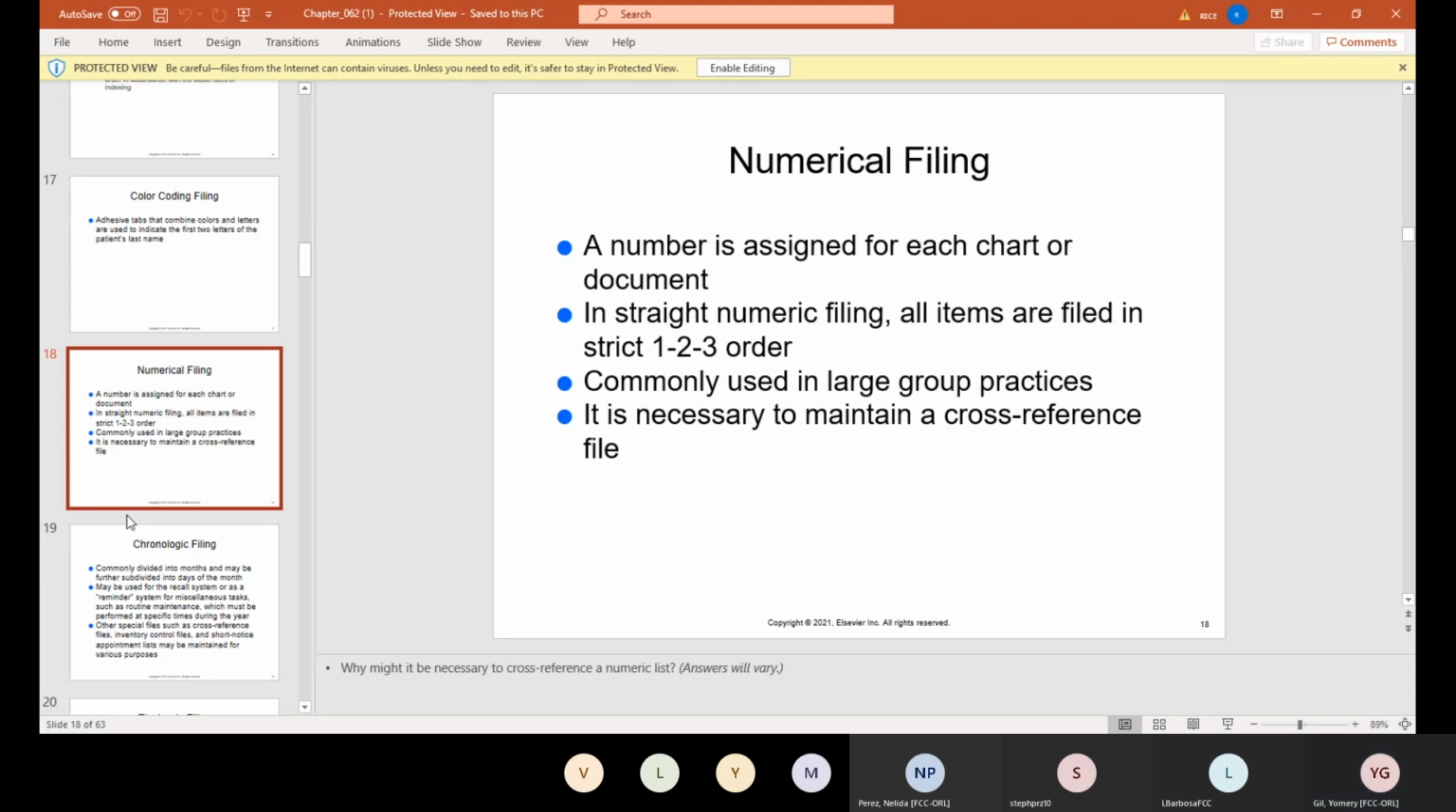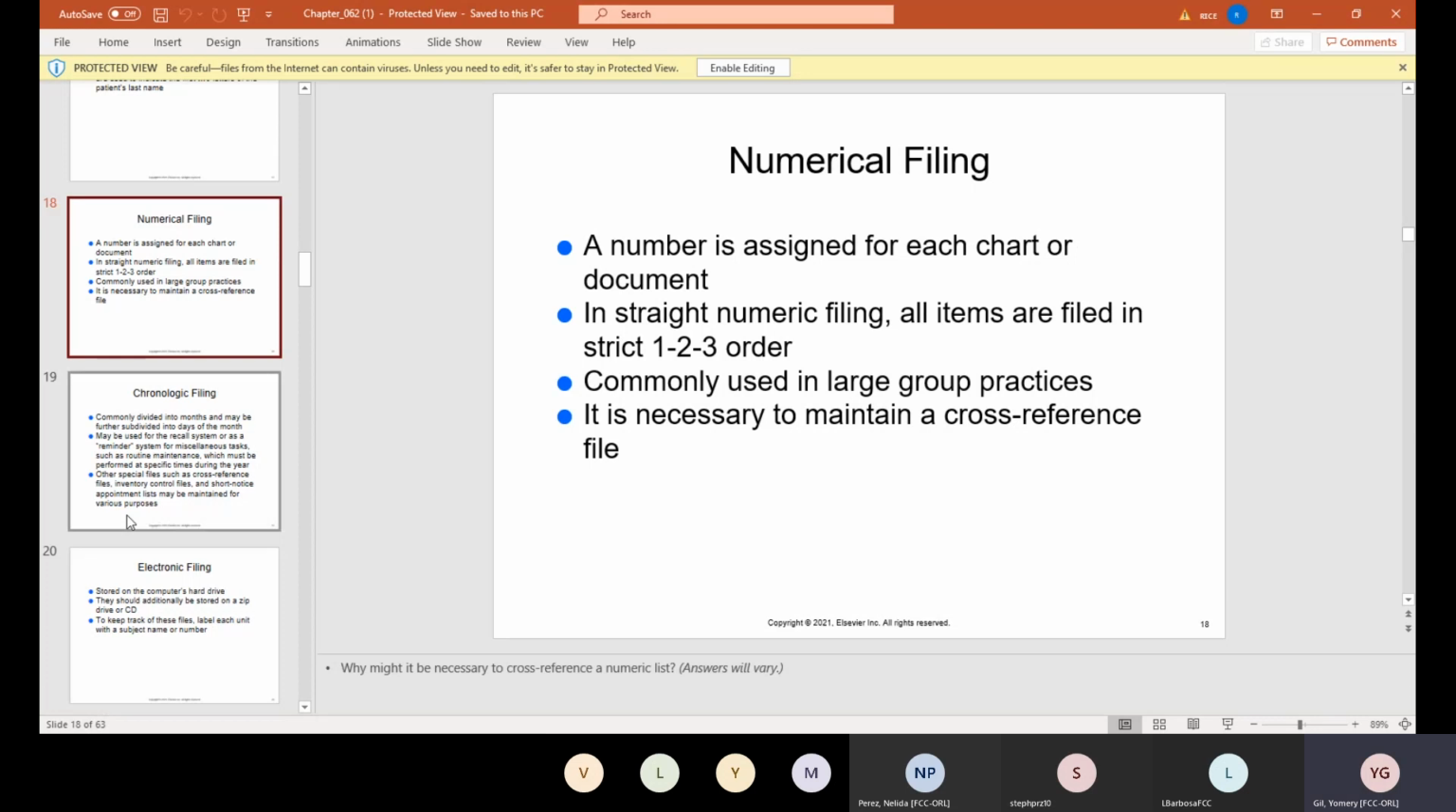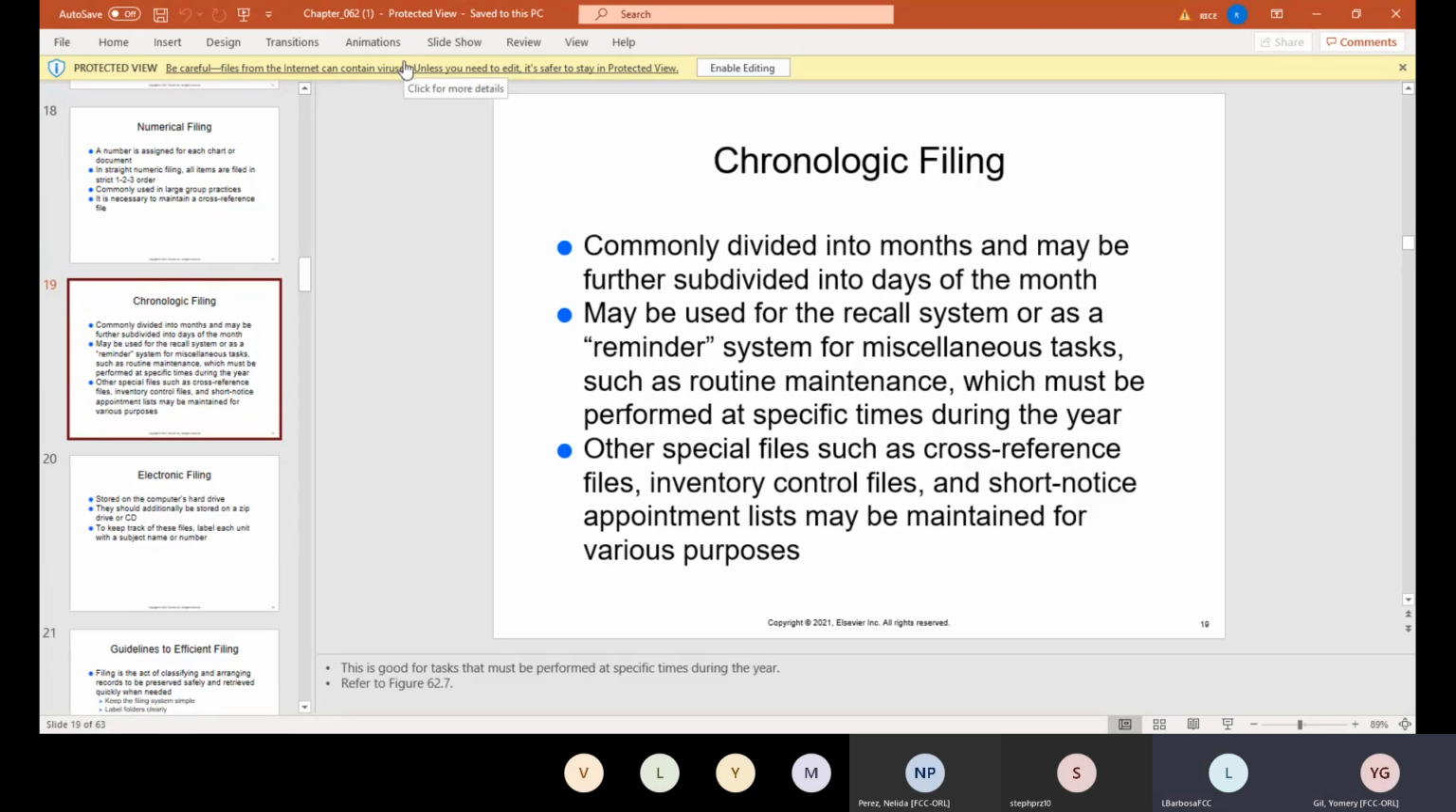Okay. Chronological filing. So that's when you use the alphabetic order then? No. If it's numbers, it's numbers. If it's alphabet, it's alphabet. Each office, any office that you go to, will have their own filing system. It just depends how big the office is.